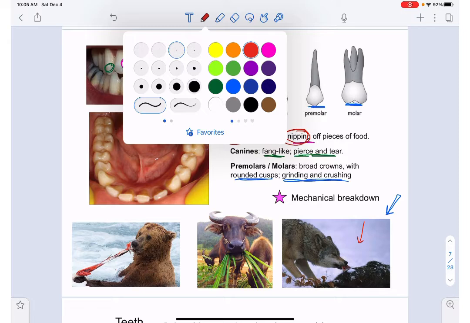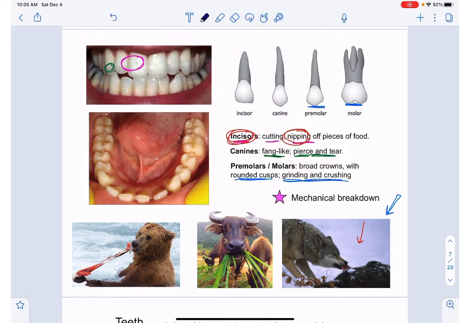What about this bear? This bear just got a delicious salmon, and what is he doing? Well, he's using his canines. He's piercing that salmon, and he's using that to tear off pieces of salmon.